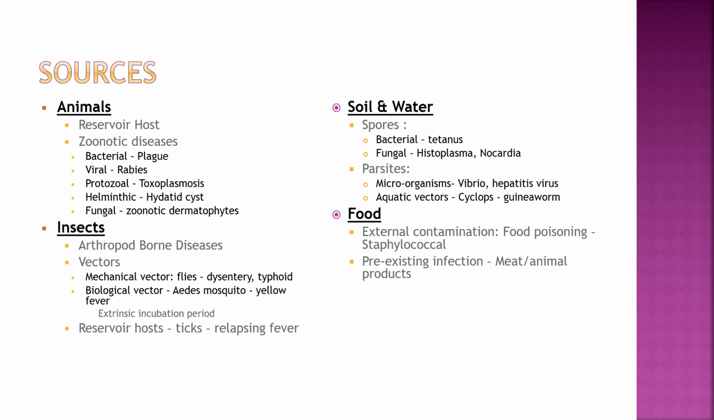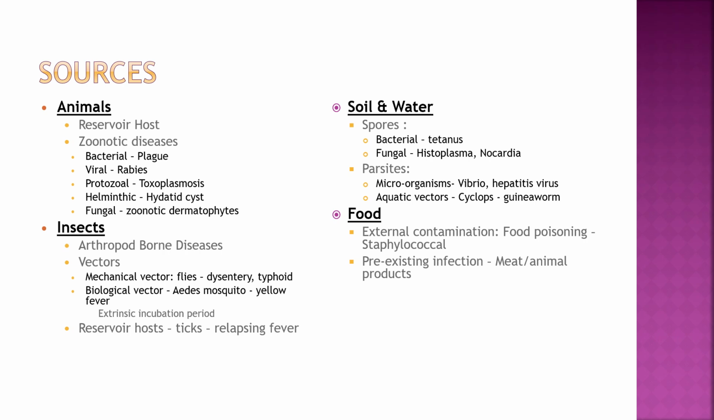Then insects, they are called arthropod borne diseases. So they are vectors, can be mechanical vectors like flies, they cause dysentery, typhoid. Biological vector, like Aedes mosquito, causes yellow fever. Mechanical vector is when there is no multiplication or fertilization. Biological vector is when some sexual cycle is present in that vector.